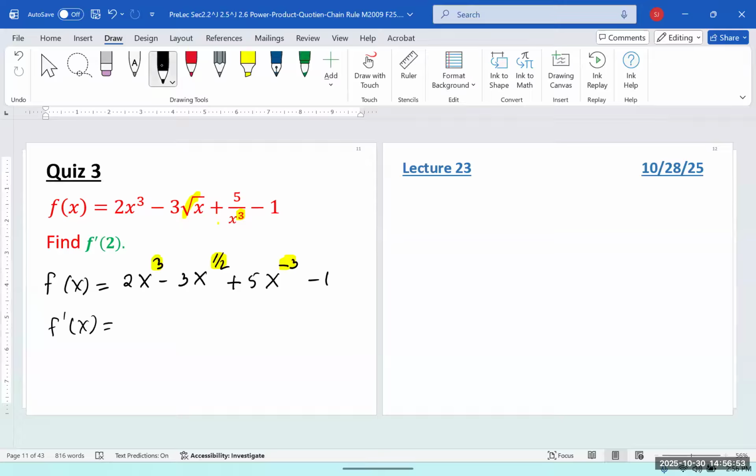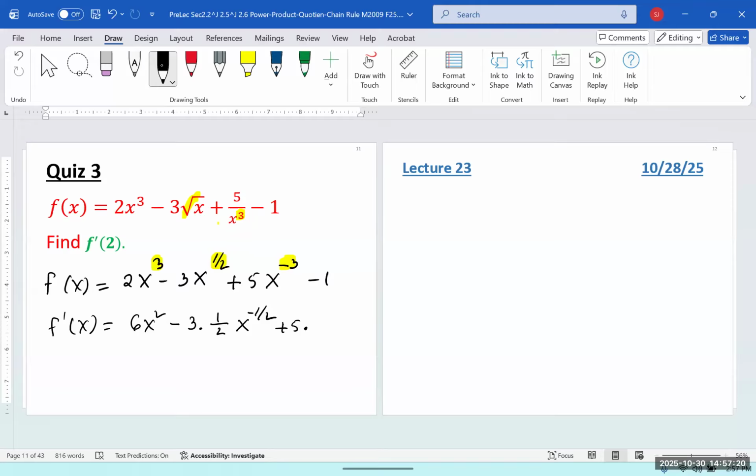What's the derivative of 2x cubed? 6x squared. Minus 3 times. What's the derivative of x to the 1/2? 1/2 x to the -1/2. Right? 1/2 comes down and then 1/2 minus 1. Plus 5. What's the derivative of x to the -3?